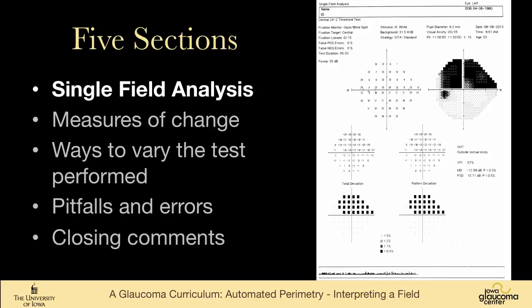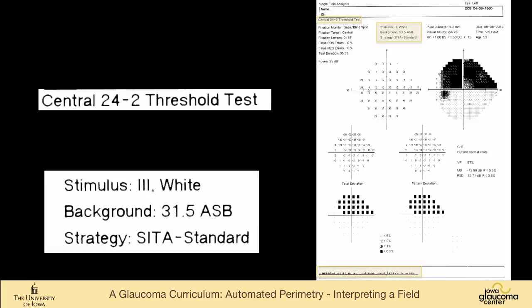So first, let's look at this visual field. This is a patient of mine who has a dense superior arcuate scotoma from glaucoma. As we look at the field, we see that it's a central 24-2 threshold test. That's the default in our department. You can use a 30-2. There are other sizes, and we'll talk about that.